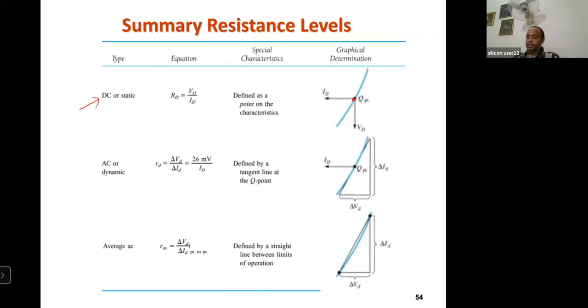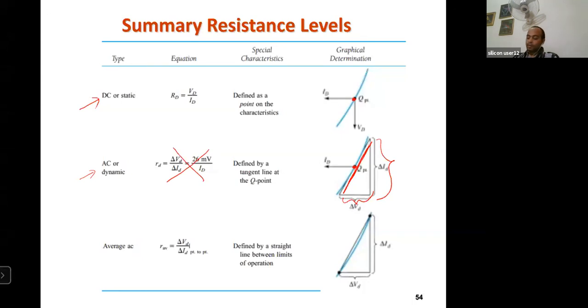AC resistance means at that particular point you have to put a tangent, or you want to find out the slope at that point. So how will you find out that slope? The tangent at that point, and you calculate the delta V by delta ID. Just don't look at this equation right now, we'll do that later. That 26 millivolt by ID I'll tell you later. So till this point, AC resistance means, if you are finding out AC resistance here, then it is the slope of the tangent drawn at this point.